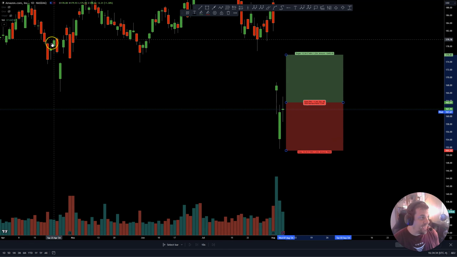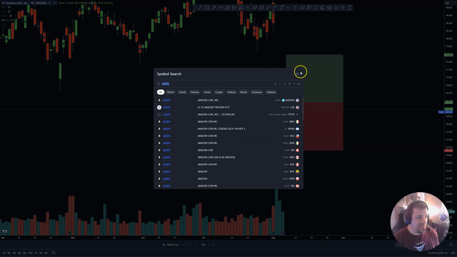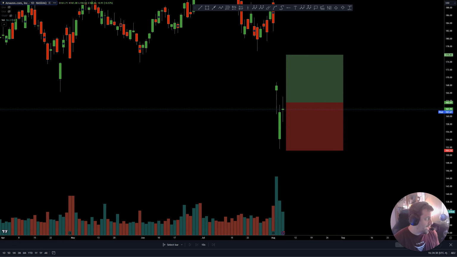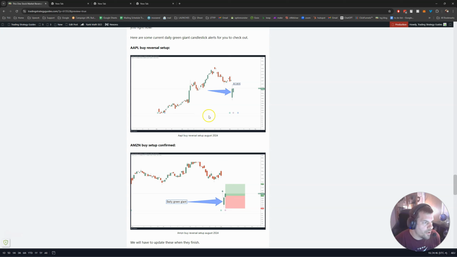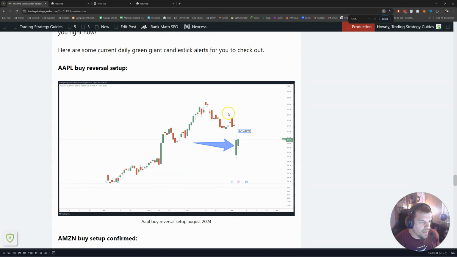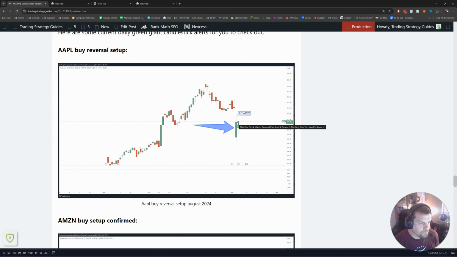If you guys are interested in that, there's so many others I could look at. We actually have another example, and let me show you that right now. It is Apple. So we are right here, and we actually have a pending trade with Apple. We're not above this yet, but if it goes above that, we're in. If it goes below this, we're out.